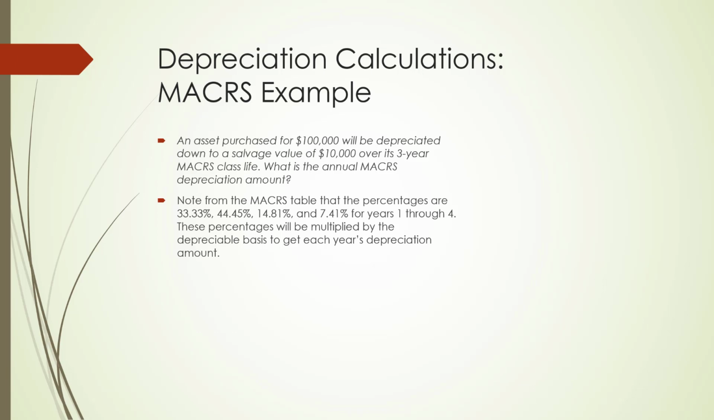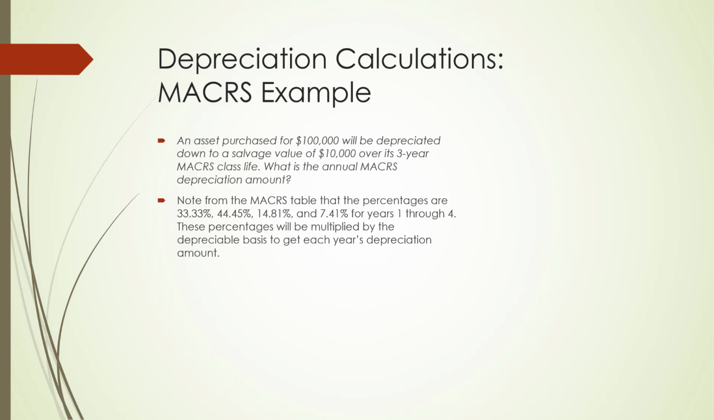So let's look at an example. Basically, this is the same example that we had before. So we have an asset that we purchased for $100,000, and we're going to depreciate it down to a salvage value of $10,000 over its 3-year life. Now, it's in the MACRS 3-year class, but the thing is with MACRS depreciation, unlike straight line, we depreciate that full $100,000, not the $100,000 minus the $10,000. Now, we may expect to sell it for $10,000 after 3 years, but that's irrelevant for MACRS depreciation.